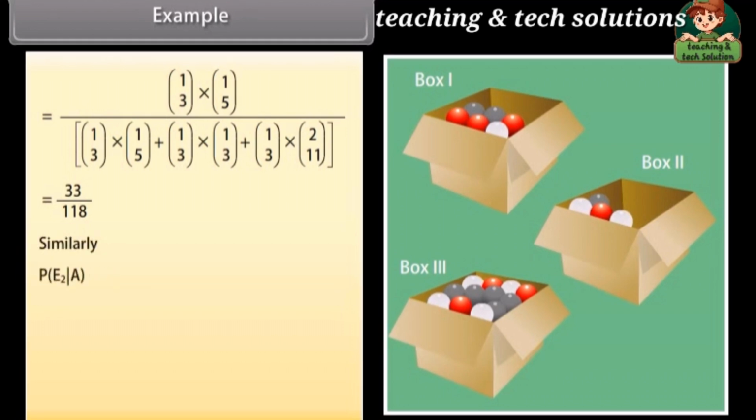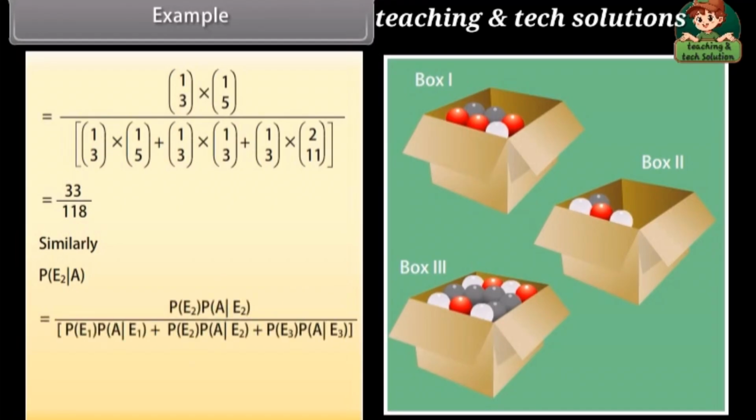Similarly, the conditional probability of E2 when A is given is equal to probability of event E2 into conditional probability of event A when E2 is given, divided by probability of event E1 into conditional probability of event A when E1 is given, plus probability of event E2 into conditional probability of event A when E2 is given, plus probability of event E3 into conditional probability of event A when E3 is given, which is equal to 55 by 118.